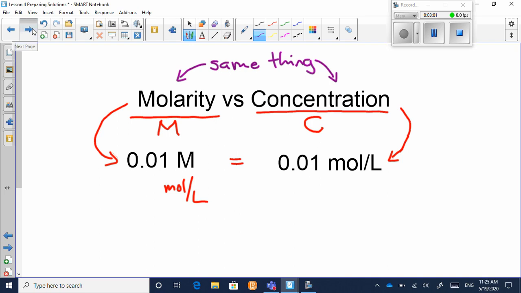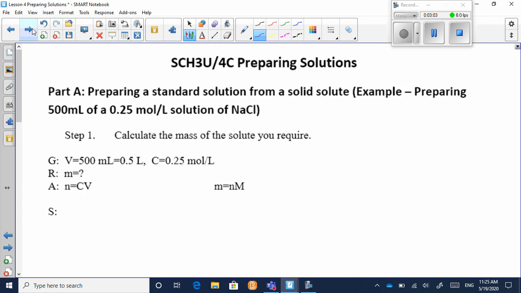Okay, so here we go. Let's get going with today's lesson, preparing solutions. For part A, we're going to go over the steps required to prepare a standard solution from a solid. I've also included a little video, because normally I would walk you through how to do this as a laboratory technique, and in the video they'll walk you through these steps.